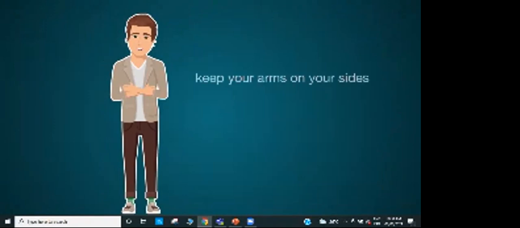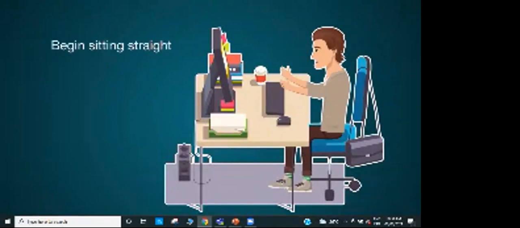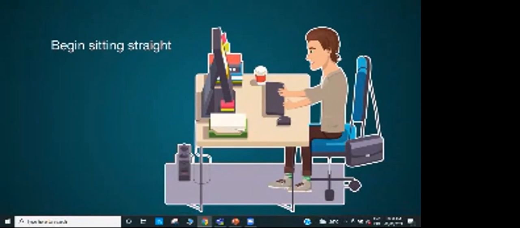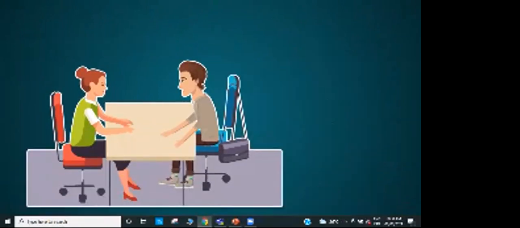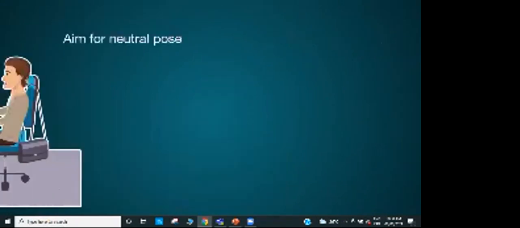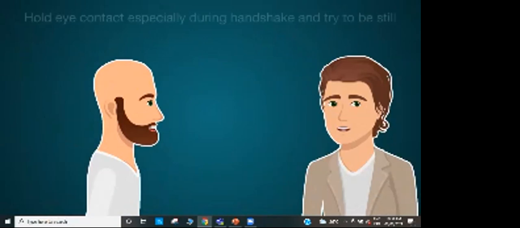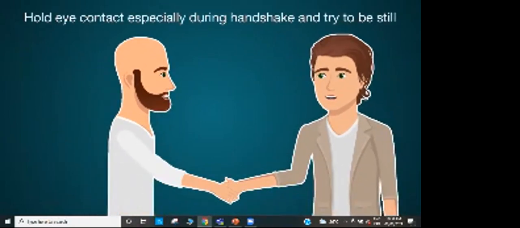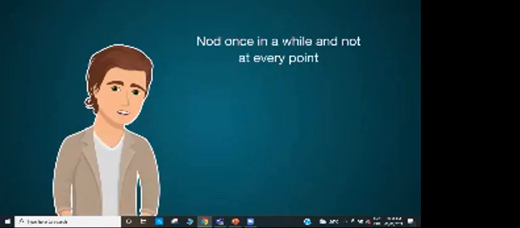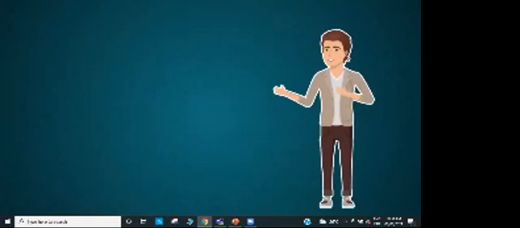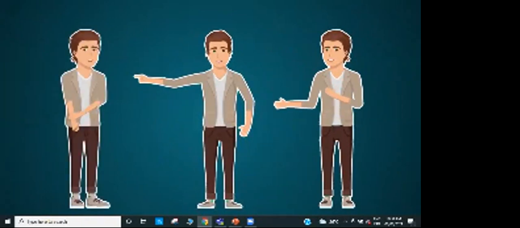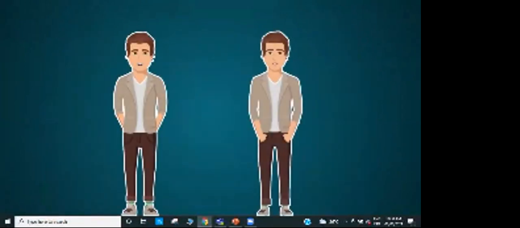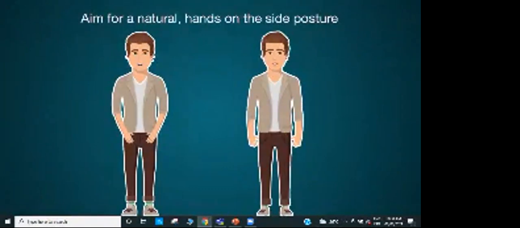If crossing arms, keep your arms on your sides. If leaning backwards, begin sitting straight. Change your chair and move out of comfort zone. If leaning forward, aim for neutral pose. If breaking eye contact, hold eye contact, especially during handshake, and try to be still. If nodding, nod once in a while, not at every point. If chopping, pointing, fidgeting, to be avoided at all costs. If holding hand back, or in pockets, aim for a natural, hands on the side posture.